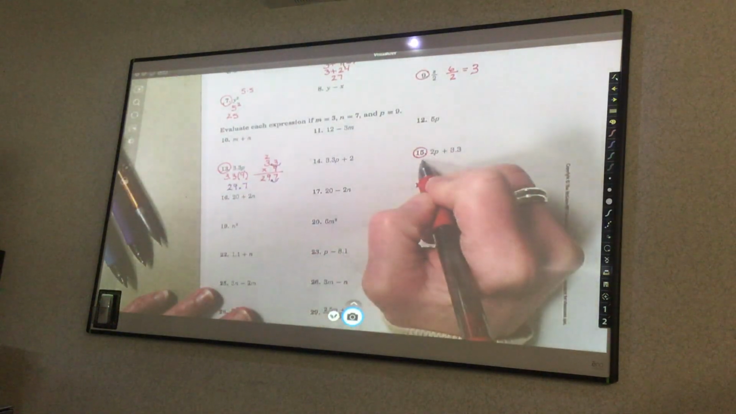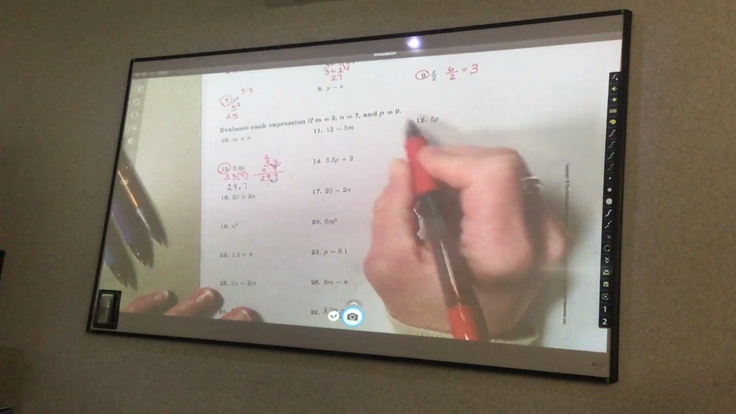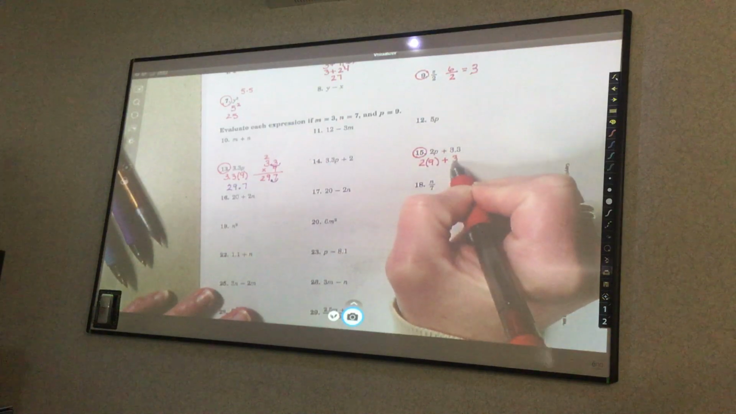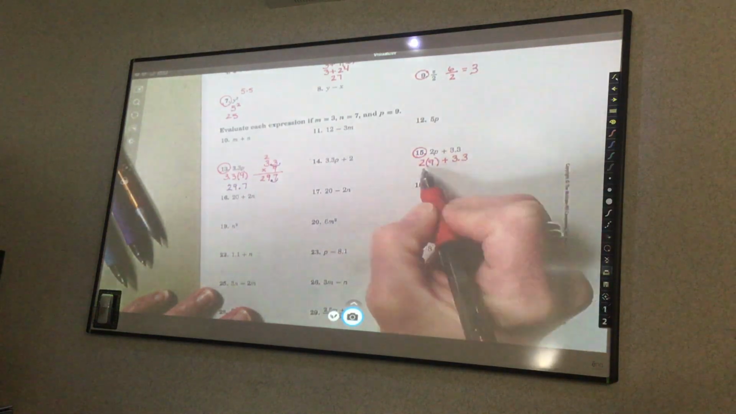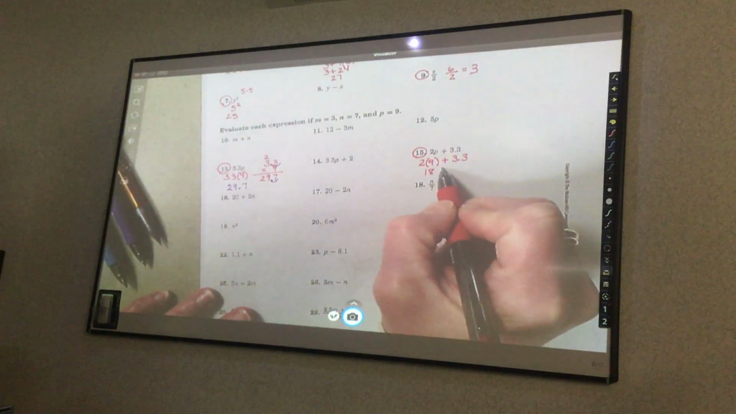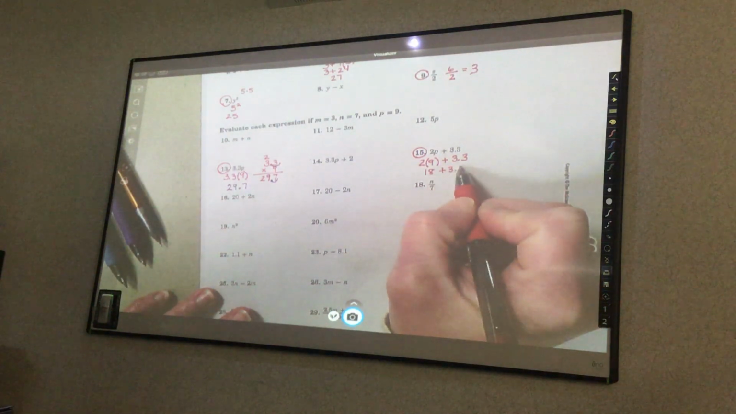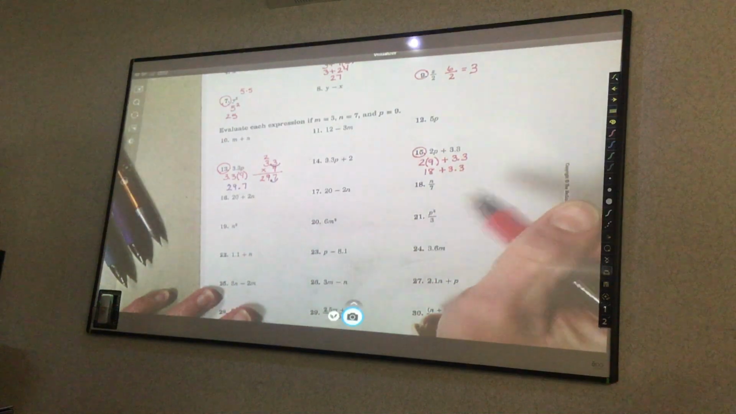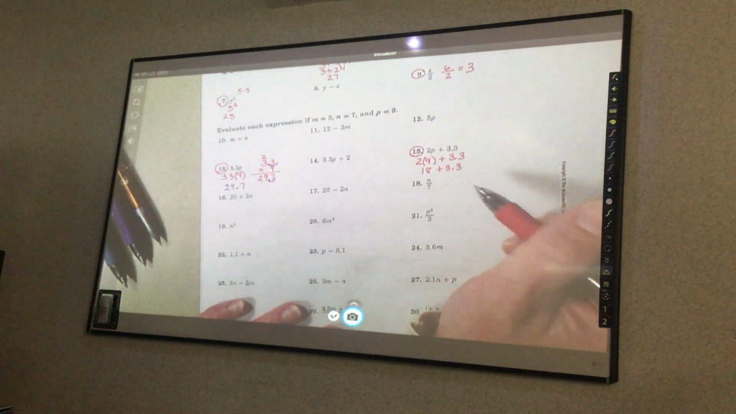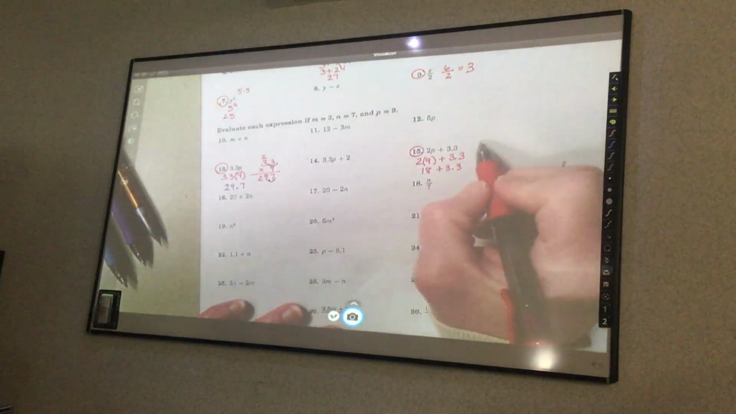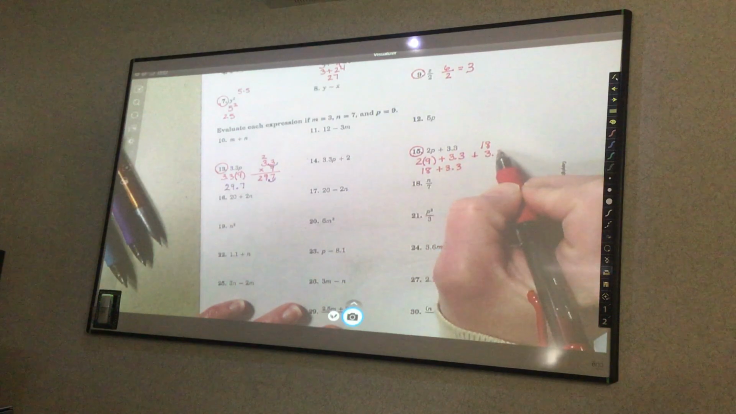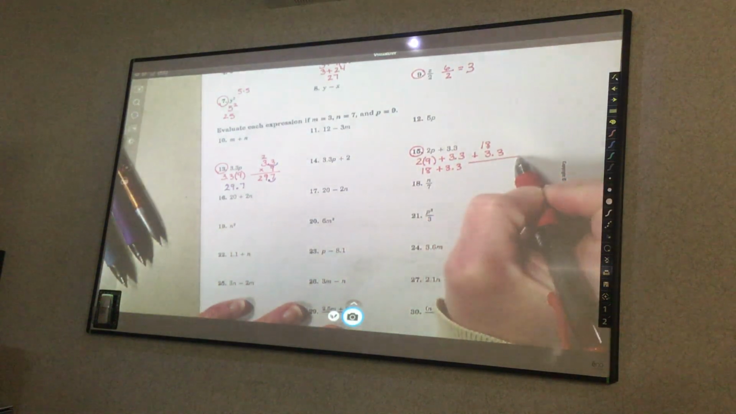15. 2 times p is 9 plus 3.3. I know 2 times 9 is 18, so I'm going to write 18 plus 3.3. Okay, but I don't want to get this wrong and think I can do it in my head like some of us think that we can do, and we get it wrong. So I'm going to do 18 plus 3.3, because you have to line up the decimal.